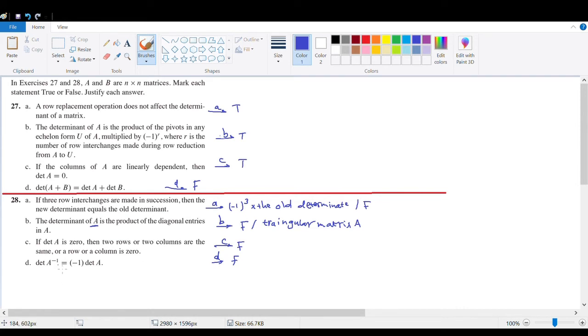The determinant of A inverse is equal to 1 over the determinant of A, not equal to minus the determinant of A. We'll see that in the next exercise.